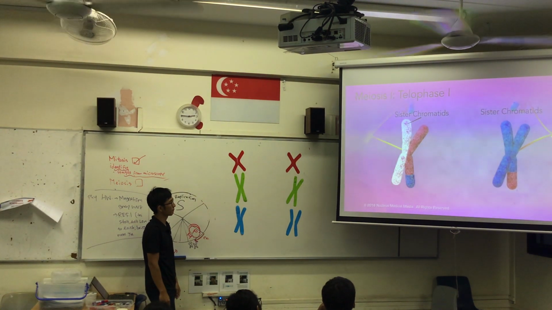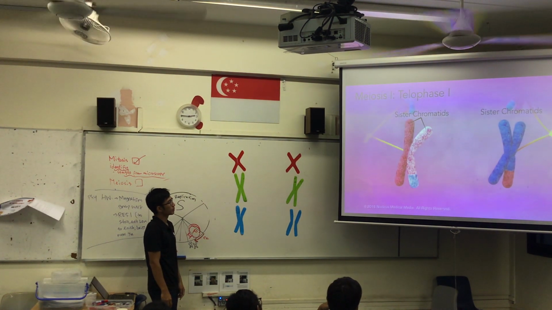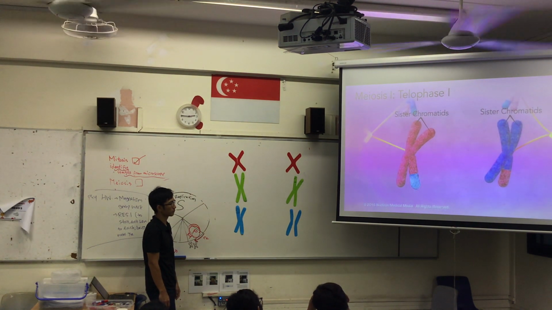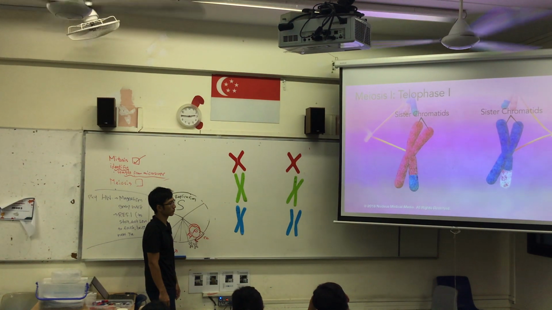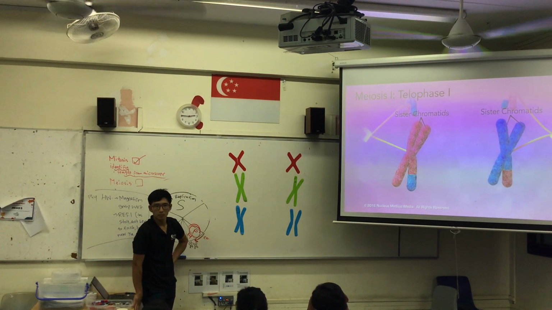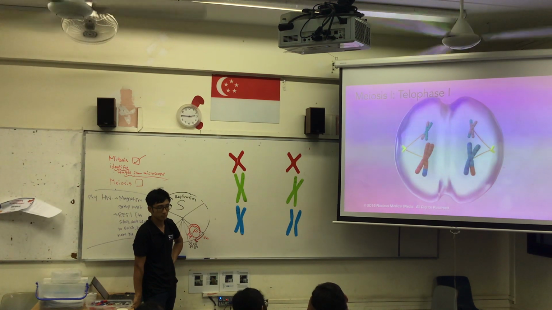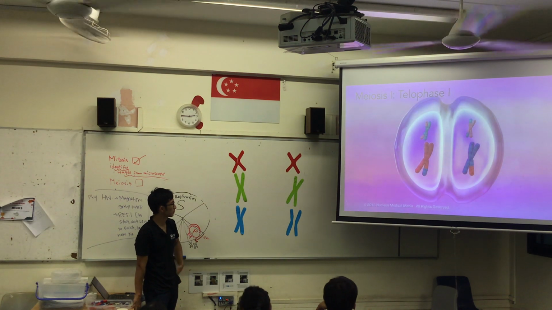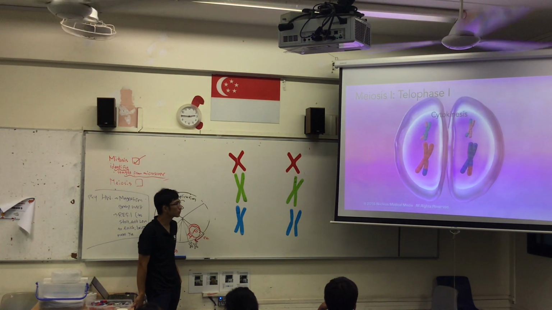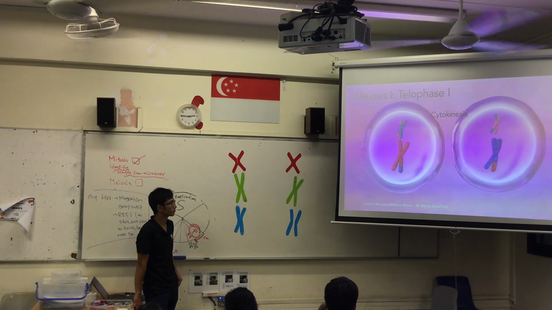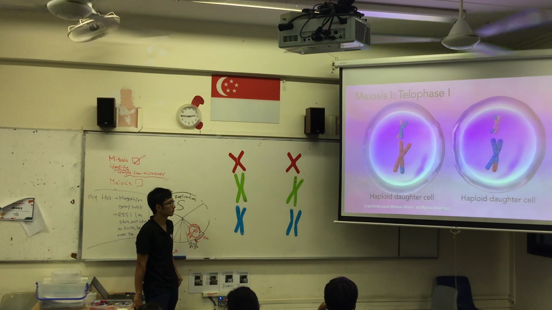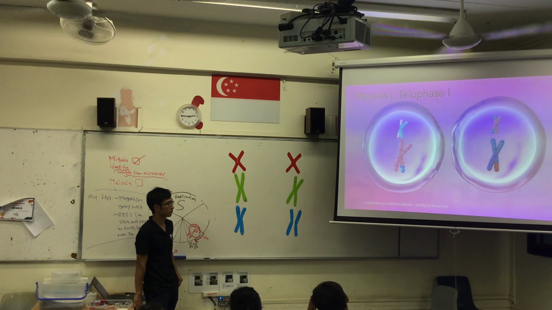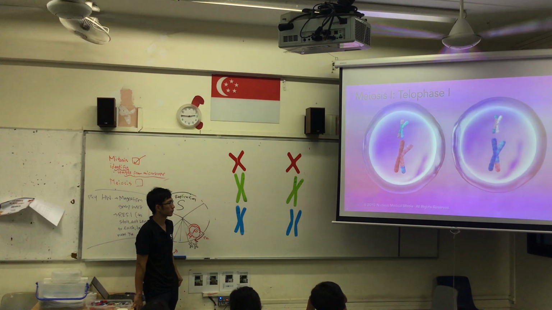However, each chromosome still consists of sister chromatids. Keep in mind that each chromosome's sister chromatids are no longer identical because of the allele exchange that happens during crossing over. Then, spindle fibers disappear, and the nuclear membrane reforms around the chromosomes. Finally, cytokinesis occurs. Meiosis 1 ends with two genetically different haploid daughter cells. Each haploid cell contains only one set of chromosomes, consisting of paired sister chromatids.